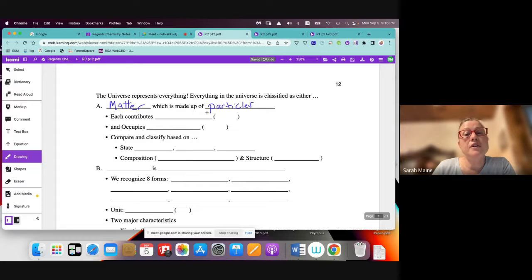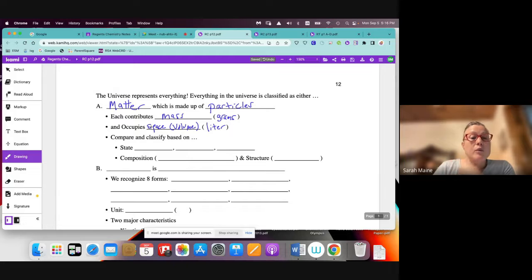and each individual particle contributes mass, which we tend to measure or quantify in grams. And every individual particle occupies space, which also refers to volume. So every particle has some volume, and we tend to quantify or measure it in liters.